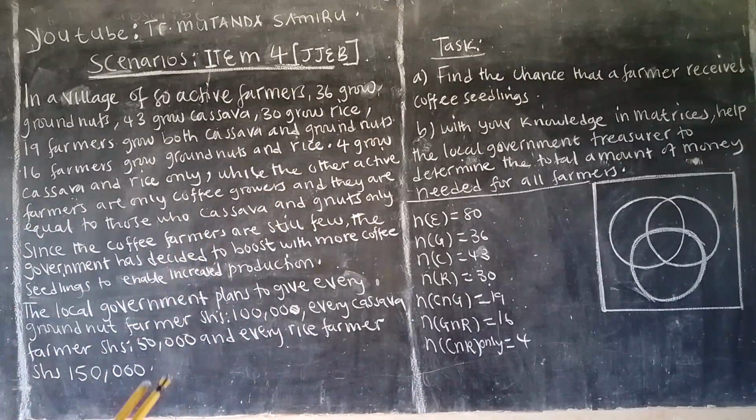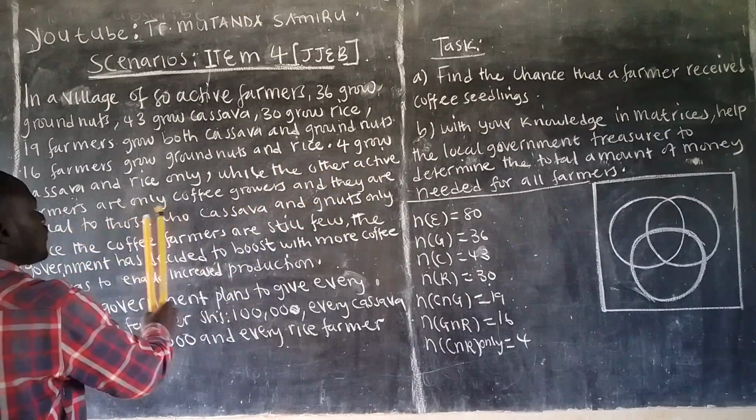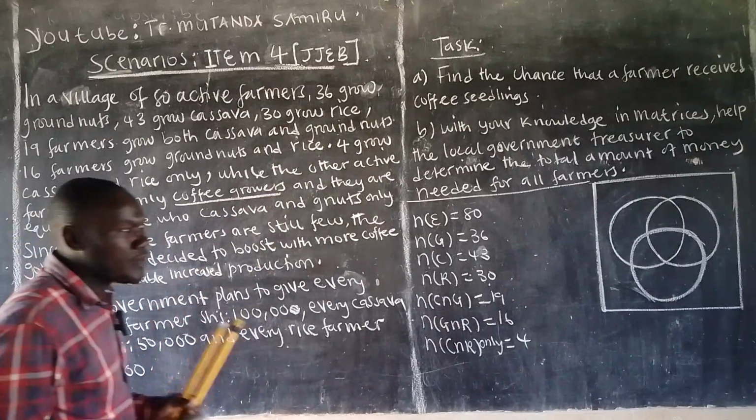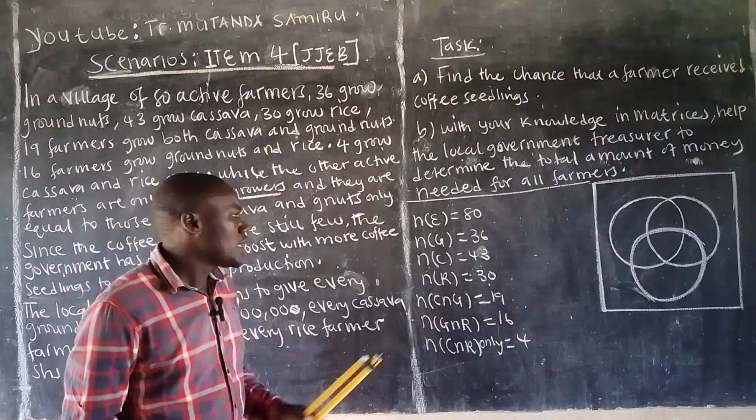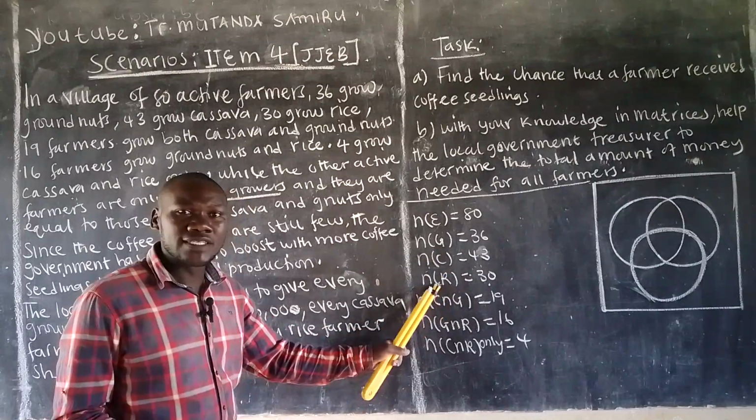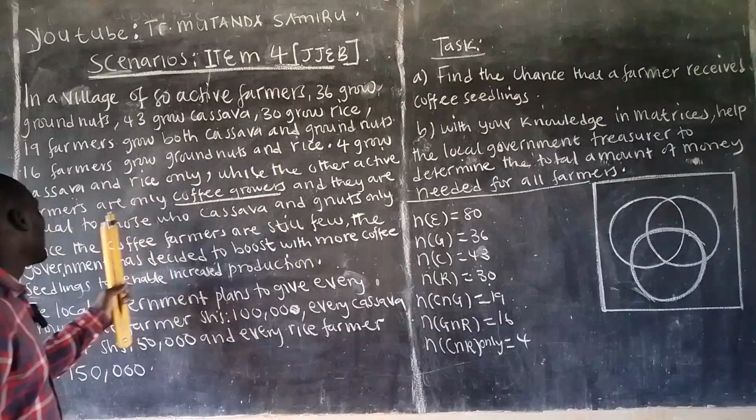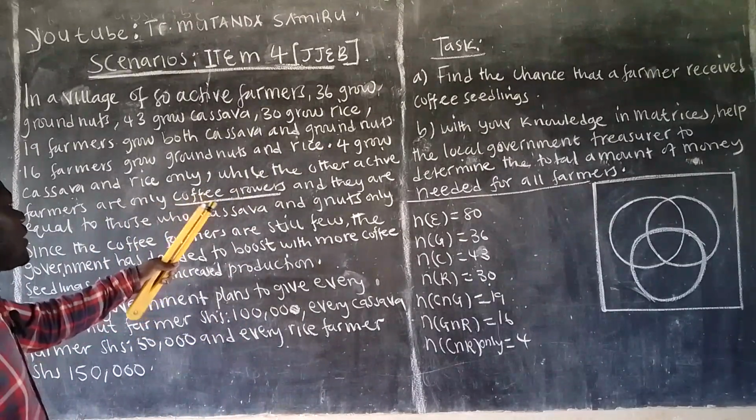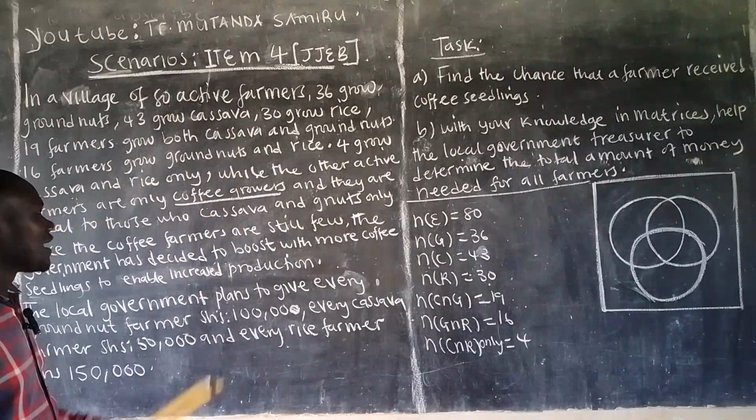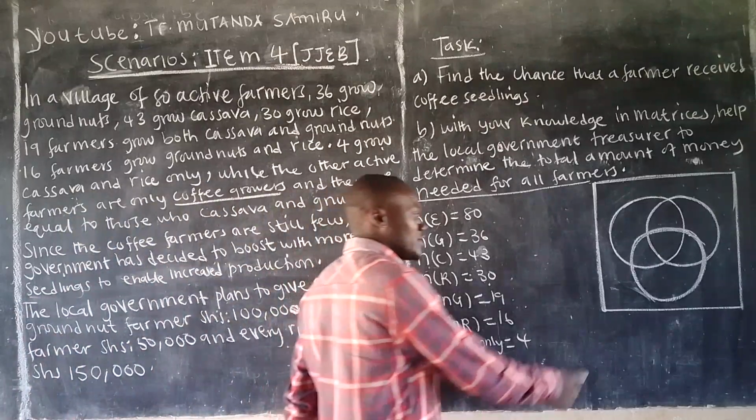They're saying, while the other active farmers are only coffee growers. Now, I will underline this, are only coffee growers. Now, look at the question. From the beginning, this is a 3-set diagram. We have the nuts, we have the cassava, and we have the rice. The 3 items we want are already done, but here they bring in something new. They are saying, while the other active farmers are only coffee growers. Now, you just know that these coffee growers are the same as the neither, the number which must appear outside the circle.